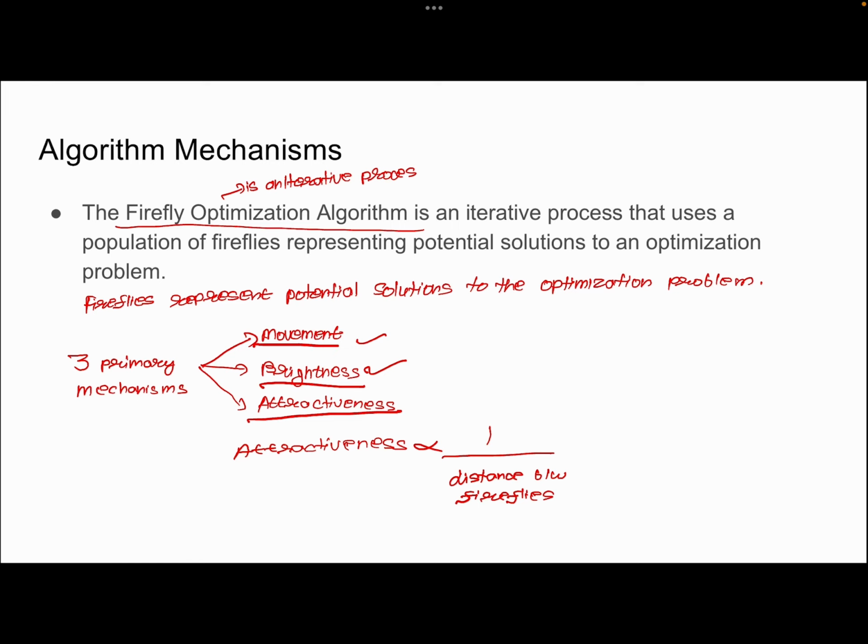Okay, so let's first, okay. I think I can change the color. Okay, no problem.